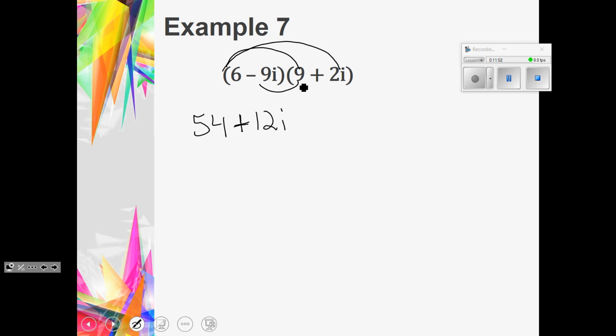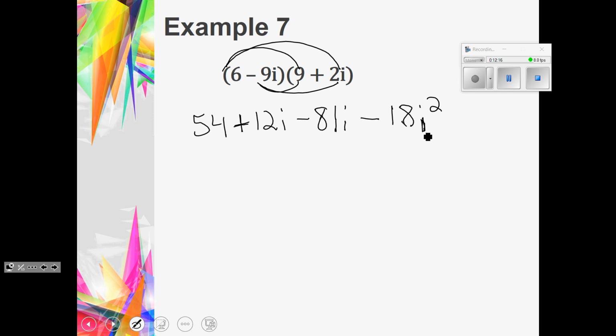Then negative 9i times 9 is negative 81i. And then negative times a positive is a negative. 9 times 2 is 18, and i times i is i squared. My question is, am I finished?